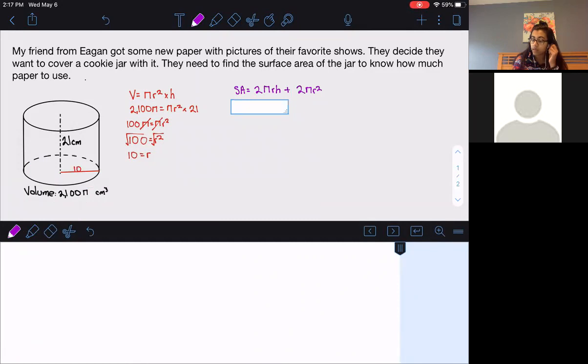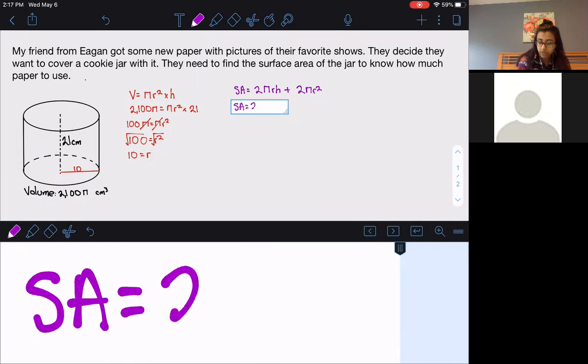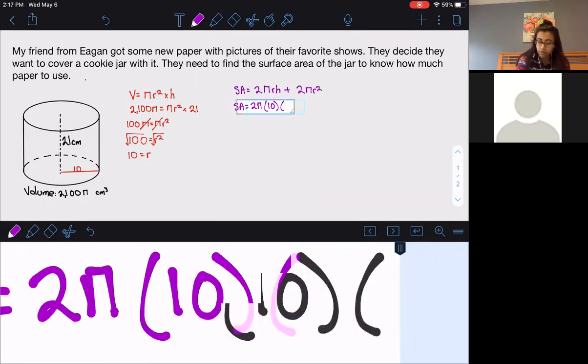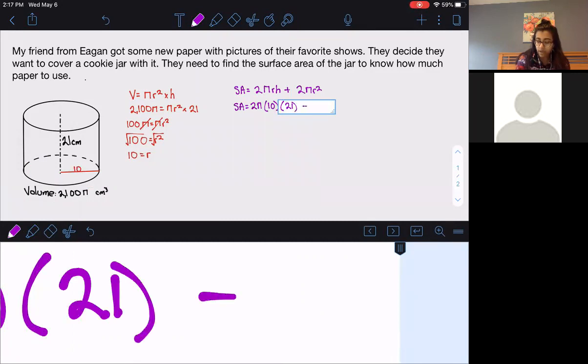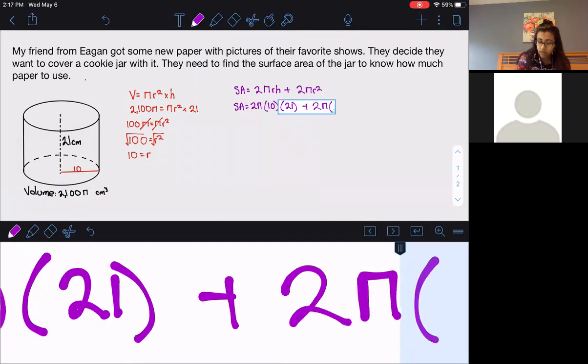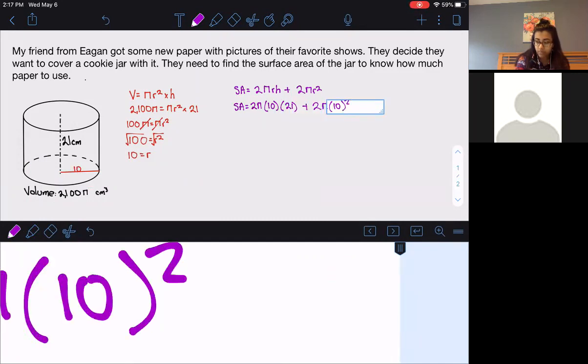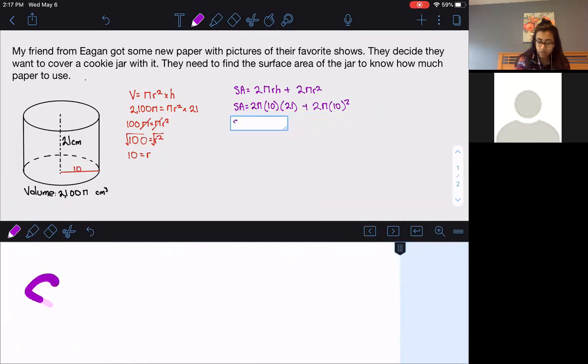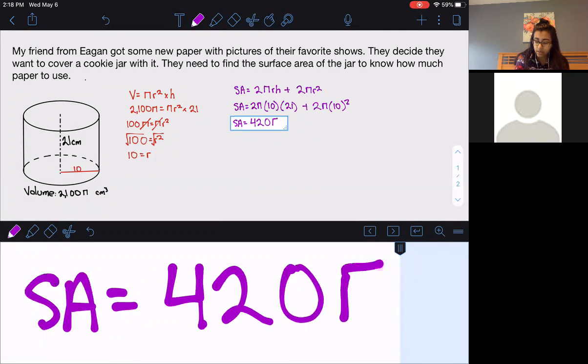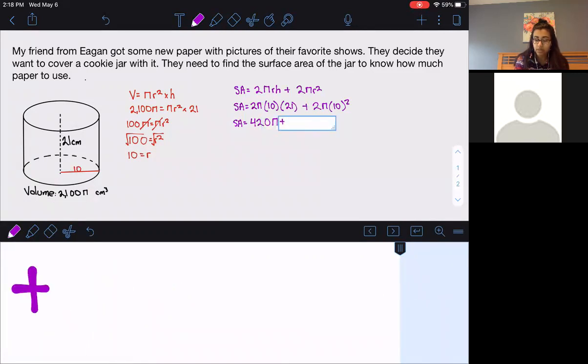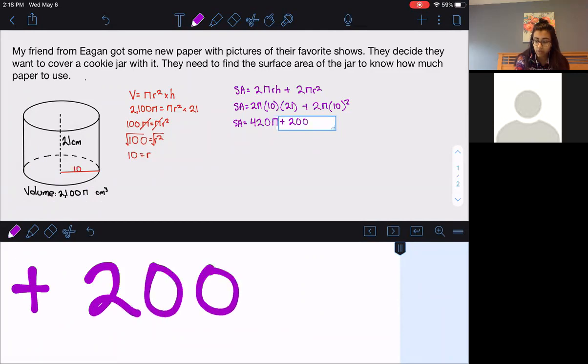Now let's start plugging in the variables that we know. Surface area, which we still don't know, equals 2 pi, multiplied by 10 because we know the radius is 10, times the height, which is 21, and then we add 2 pi times 10 squared. Now let's solve. Surface area is 2 times 10 times 21, so that's 420 pi, plus 10 squared is 100 times 2, that's 200 pi.